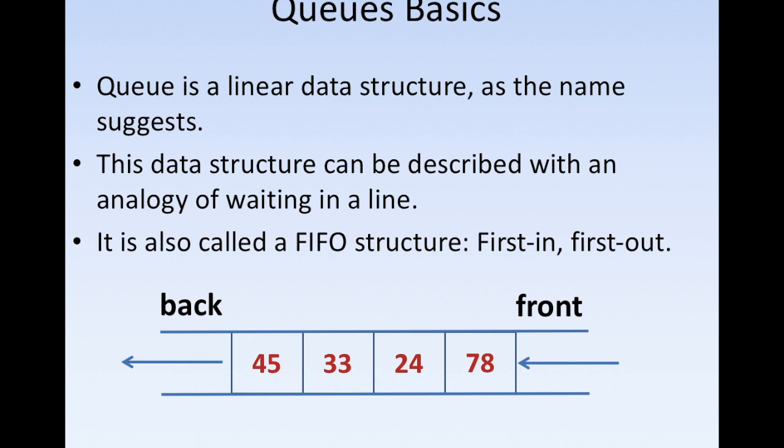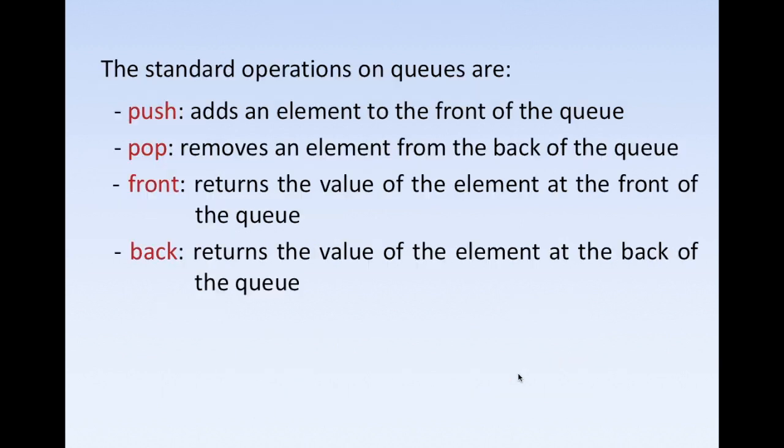So a queue is a linear data structure. It can be described with an analogy of waiting in a line, as we said. Therefore, it has a back end and a front end. The standard operations on a queue are push, where you push an element into the queue; pop, where you remove an element from the queue; front, which returns the value of the element at the front of the queue; and back, which returns the element at the back of the queue.